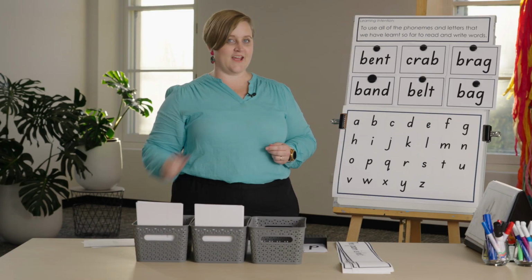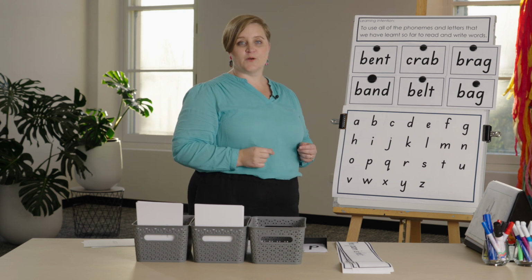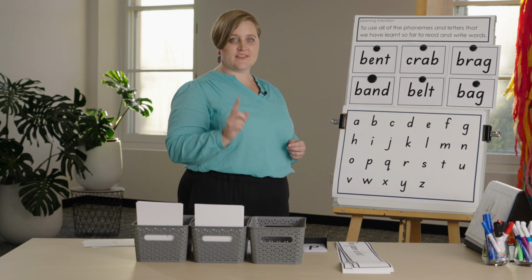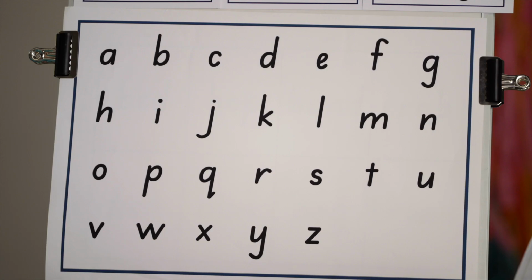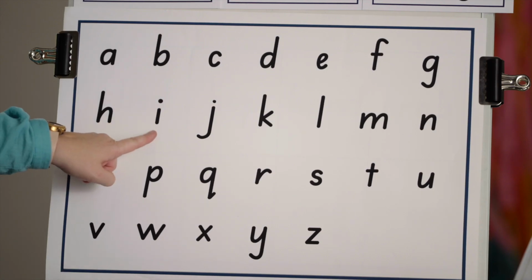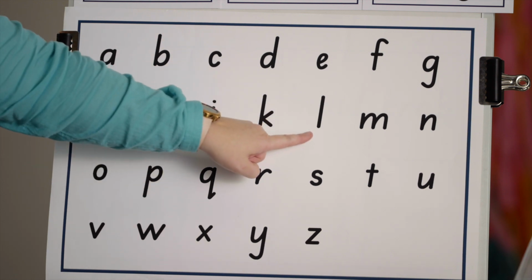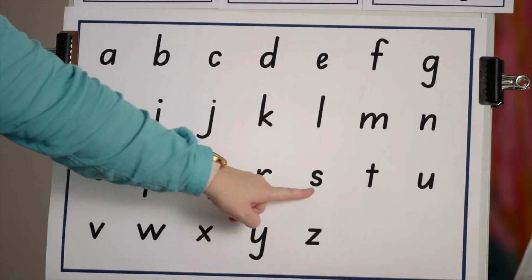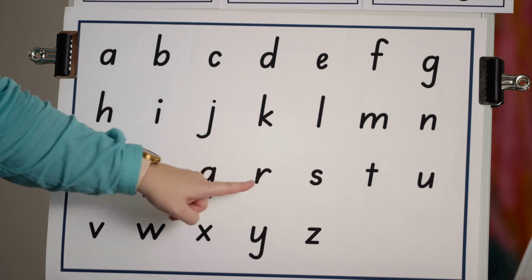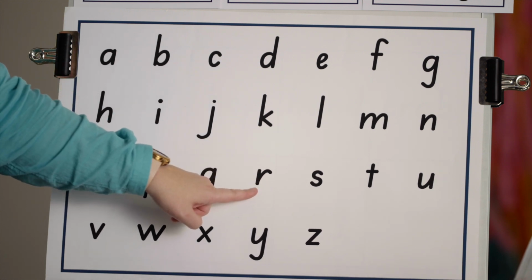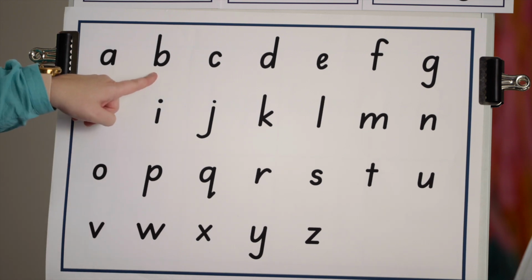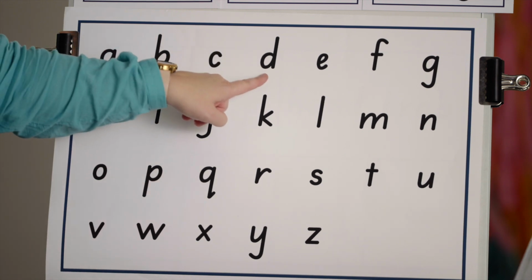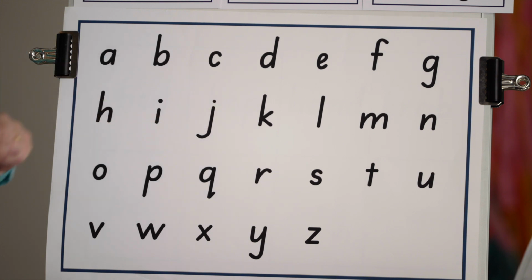Let's do our alphabet now. Remember, I'm going to point to some of the letters and I want you to say the letter name as I point to them. Are you ready? Off we go. I, L, S, R, V, B, last one, D. Great job.